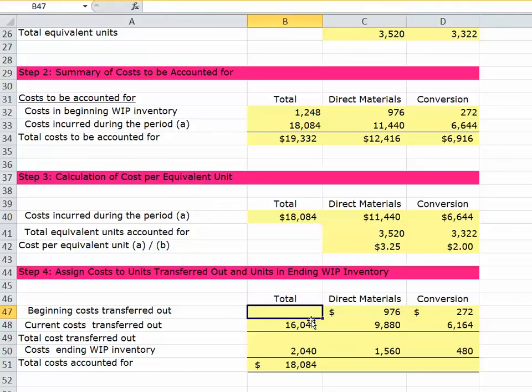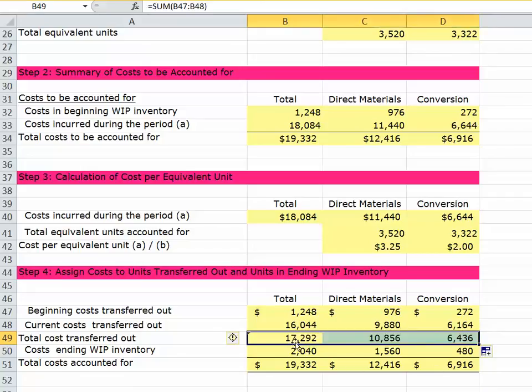Once we pick up the costs of our beginning work in process, the 976 and the 272, we've accounted for all of our costs. And if we had to do a subtotal here, actually we're going to add up these two numbers to get our total cost of ending work in process inventory. So our total cost transferred out, 17,292. That was the cost that was there at the beginning work in process, plus the cost we added this period. And again, we want to check and make sure our 19,000 total cost agrees with our 19,332 total cost to account for.